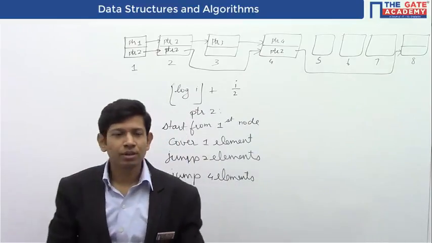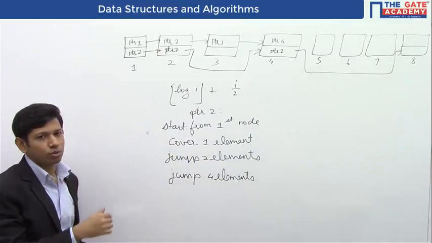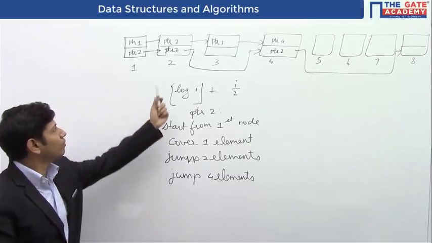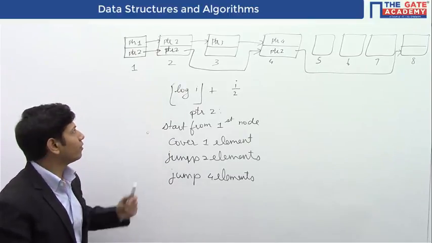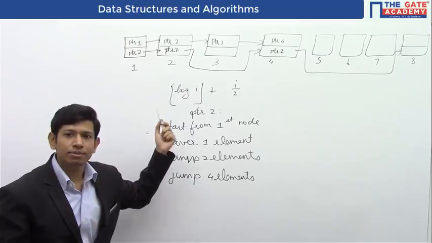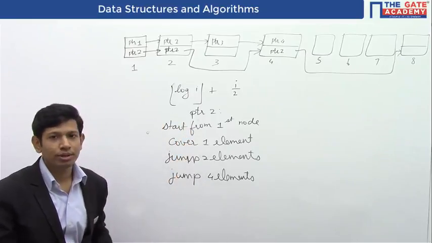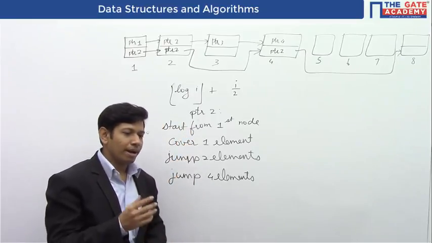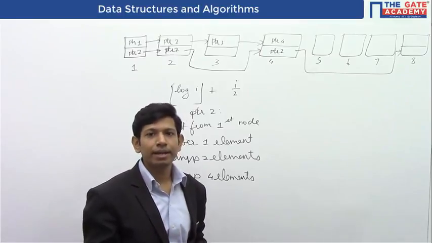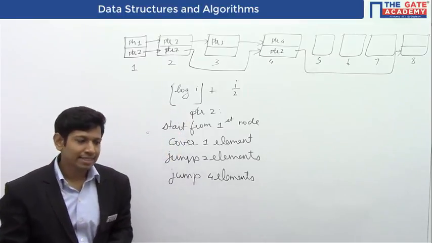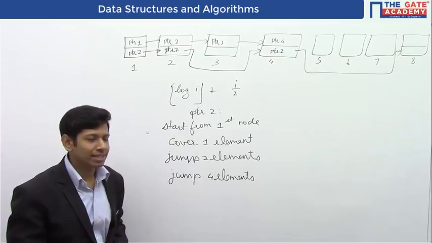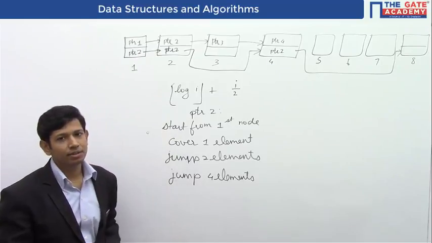So the second pointer of node 4 has connected to node 8. In this way, we are designing the second pointer. First it jumps 1 node, then it jumps 2 nodes, then 4 nodes, and so on. It will keep on jumping by an amount that is multiplied by 2. So let's see what time complexity we get to reach the ith node.